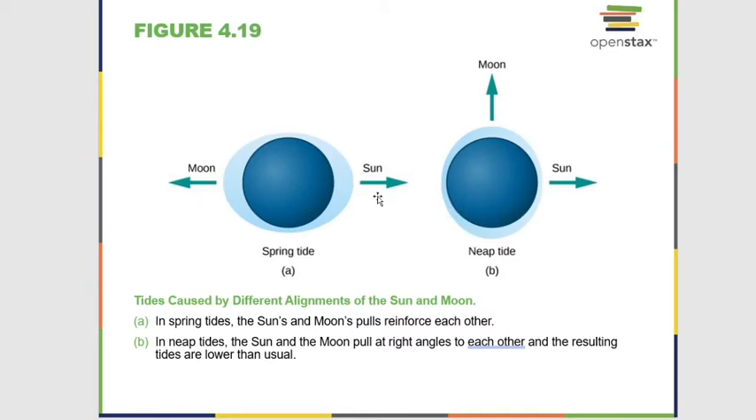So it turns out the moon's tidal effect is about twice as big as the sun's tidal effect. And so the sun's much bigger, but it's much, much farther away. And so those two combine to make the sun's tidal effect a little bit weaker.